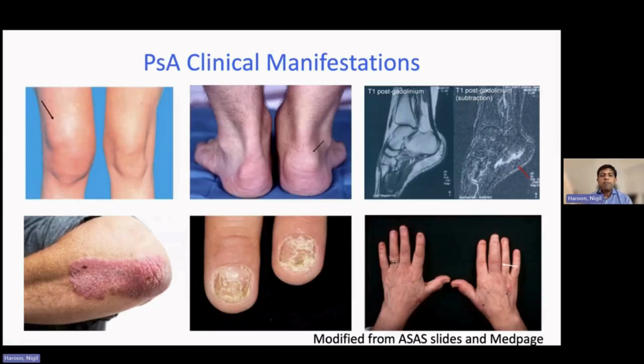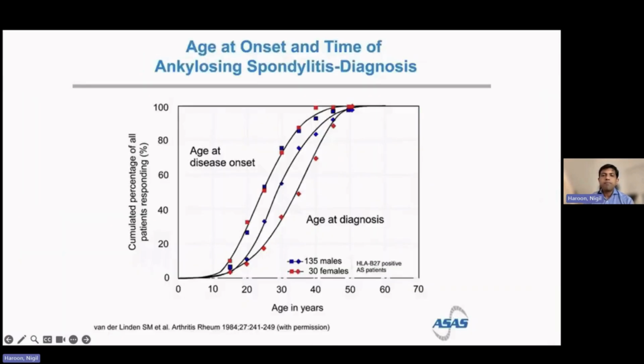Okay. Those who have PsA may also have some nail changes, skin changes, especially peripheral joint involvement and dactylitis-like changes. So when there is association of AS with psoriasis, these changes also can be seen.